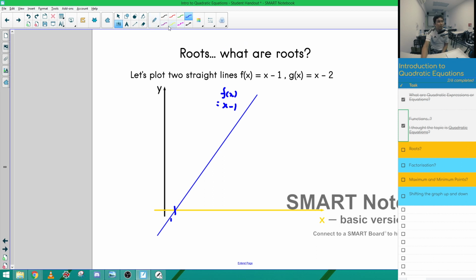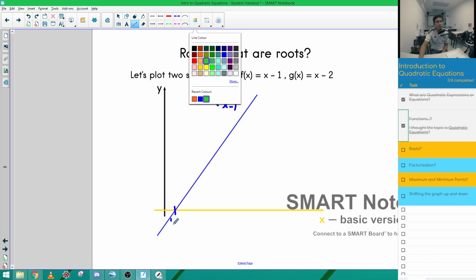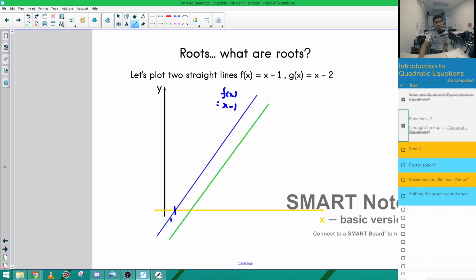Now let's look at the second graph, g of x. Again, I'm going to bring out a line. This time I'm going to use green because this is a separate graph. It should look something like this. This is g of x equals x minus 2. You can see it's going to cut the x-axis, the ground, at x equals 2. So the root of x minus 2 is at x equals 2. Any questions here? Seems quite straightforward, right?